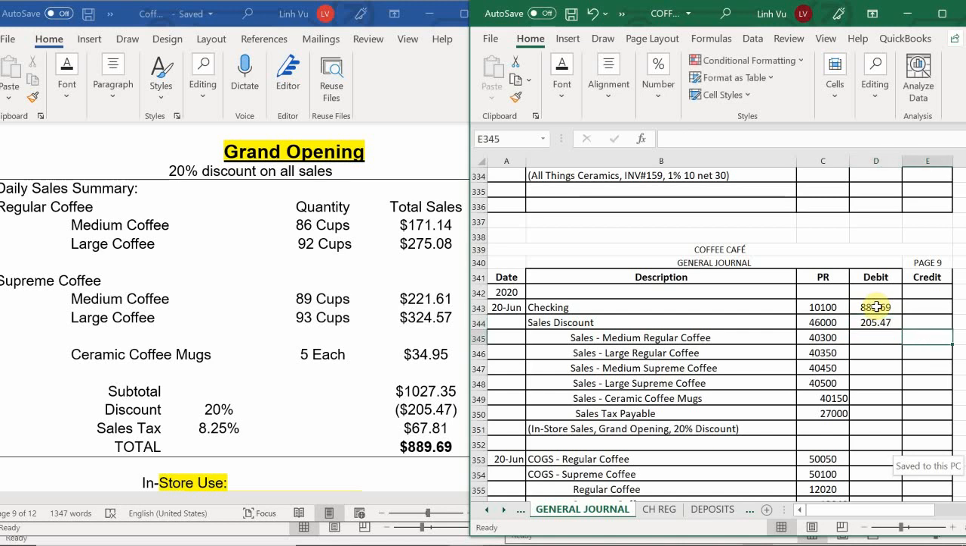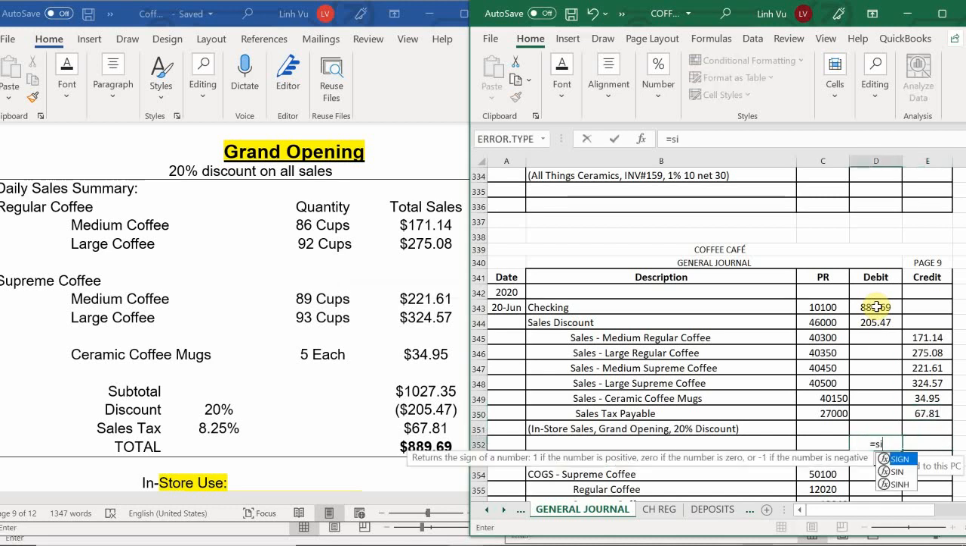Good. How much was my sales for the medium regular coffee? The medium, 171.14. And then my sales for large regular coffee? We have 275.08. And then the medium supreme coffee? 221.61. And then the large supreme coffee? 324.57. And then the coffee mugs? The coffee mugs, they're 34.95. And last but not least, how much tax? We have a tax here, 67.81.